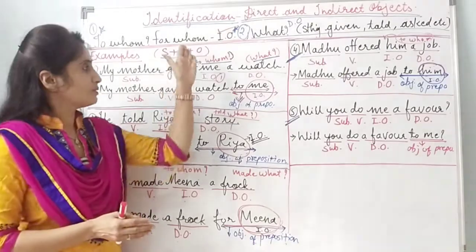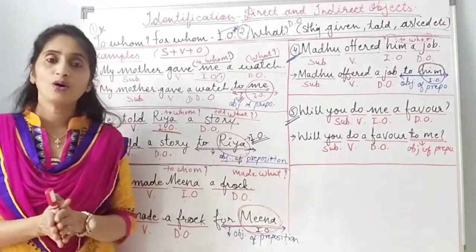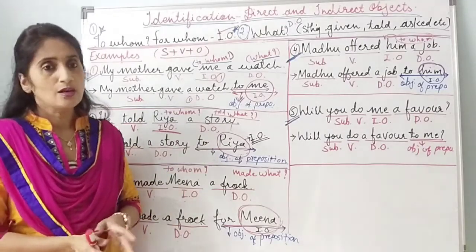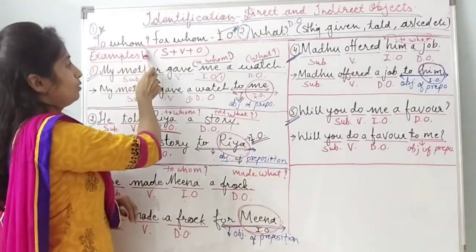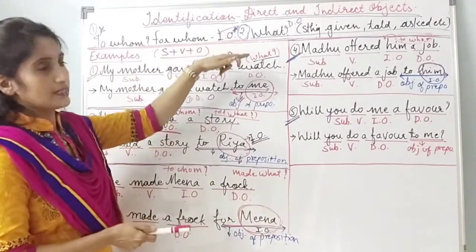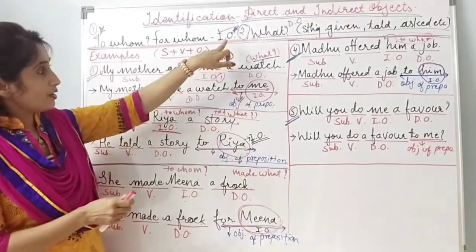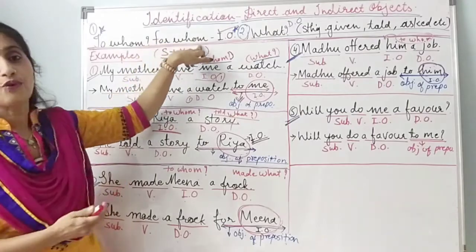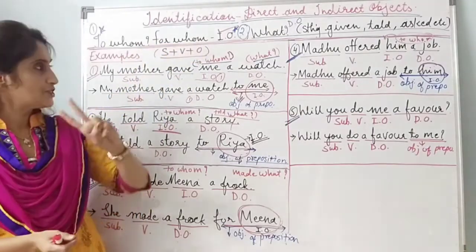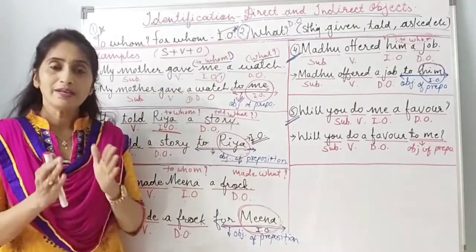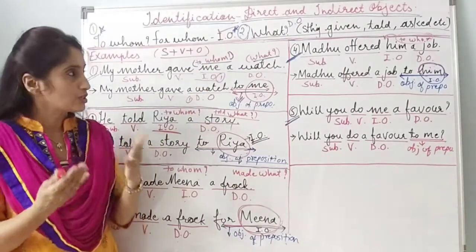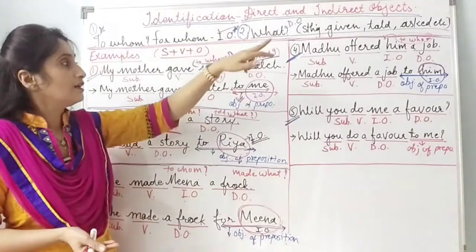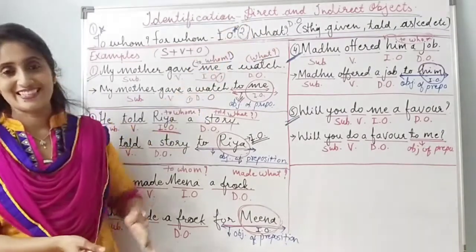Okay, so here I have some examples with the help of which you can understand what I am telling you in a better way. First of all, I have written here to whom, for whom, and then indirect object. Means, if you want to identify the indirect object, just ask yourself a question to whom or for whom. Then the next one is what. Means, if you ask yourself a question, what, means what is given, what is told, what is asked, you can get the direct object. Now let us see the examples.